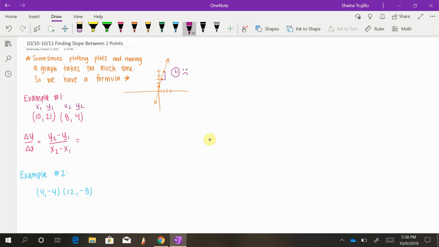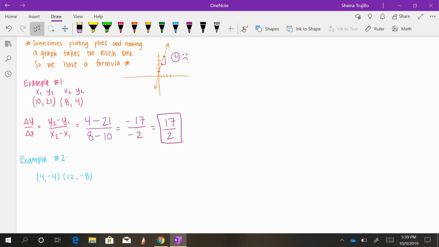So now that we have each one labeled, we can go back through and plug in the numbers where they correspond. So the second y coordinate is 4. And then we're going to subtract the first y coordinate, which is 21, all over the second x coordinate, which is 8, subtract the first x coordinate, which is 10. Okay, so now I can go ahead and find the difference, which is a positive 17 over 2. So this is my slope for the first example.